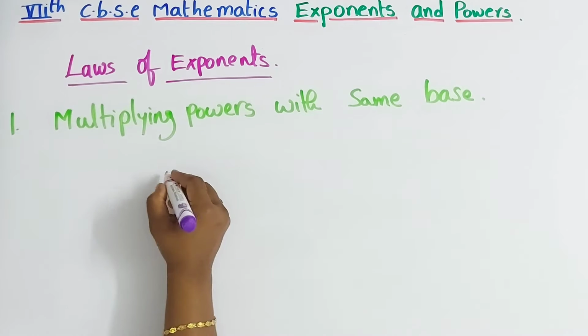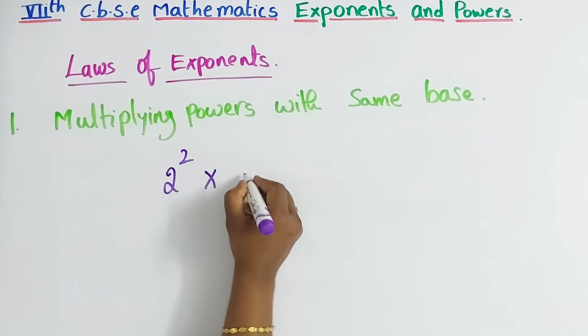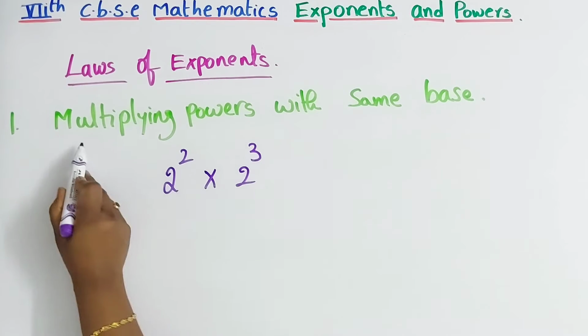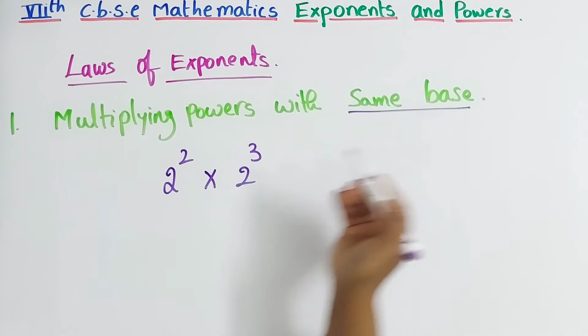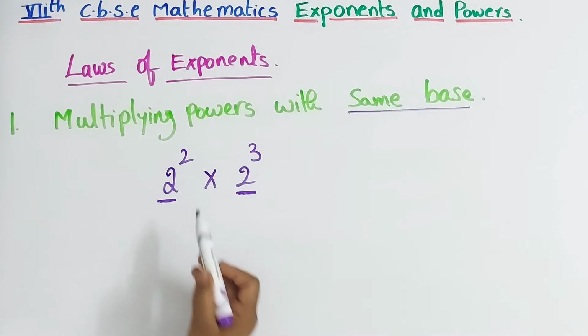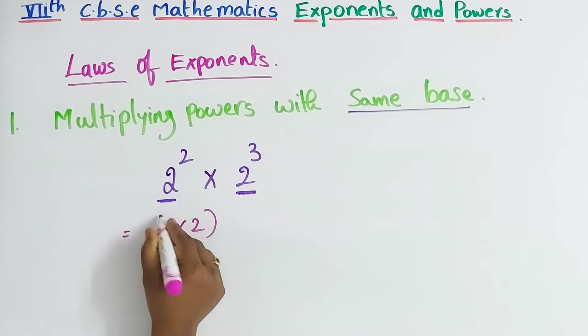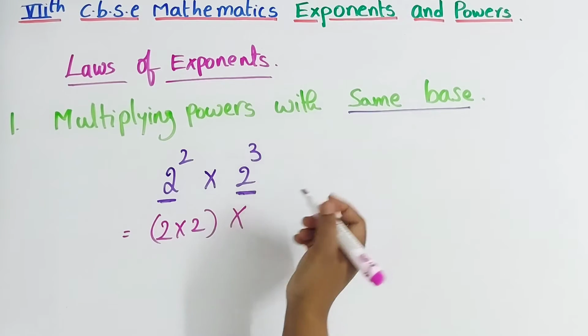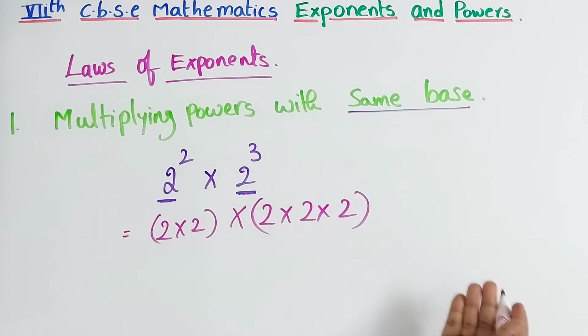Here we'll take 2 raised to the power of 2 into 2 raised to the power of 3. Multiplying powers with the same base. Base is 2 here and here also base is 2. Exponents 2 and 3. Right, children? How will we write 2 to the power of 2? 2 into 2. Here 2 to the power of 3: 2 into 2 into 2. 3 times we have to multiply.